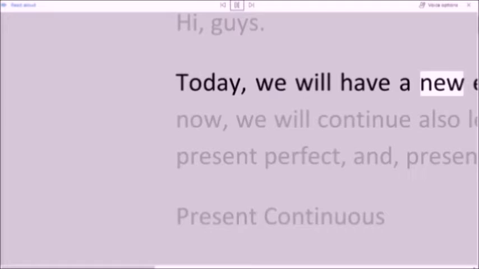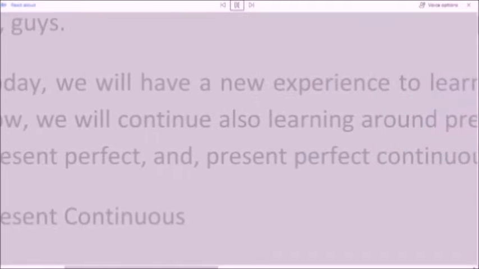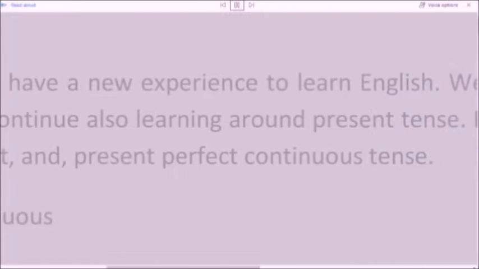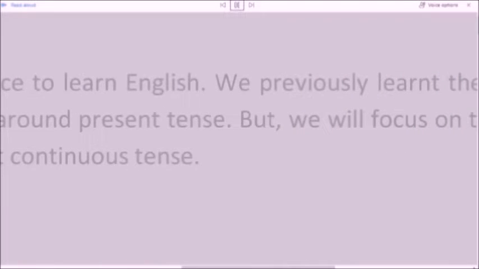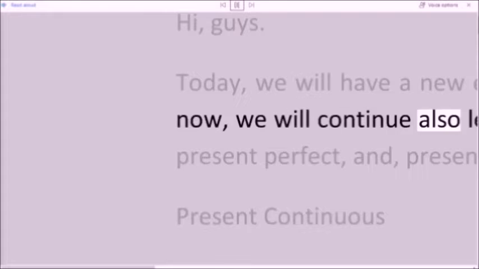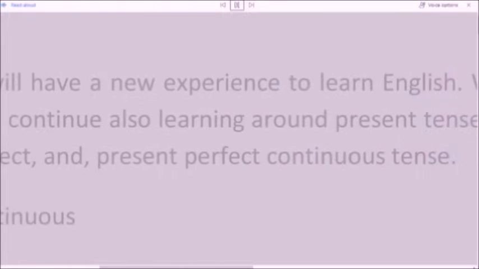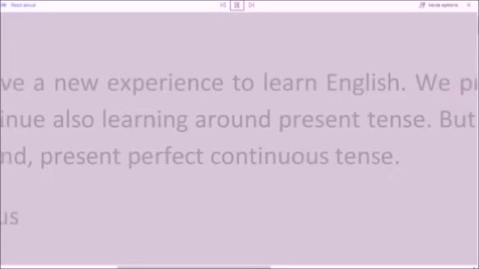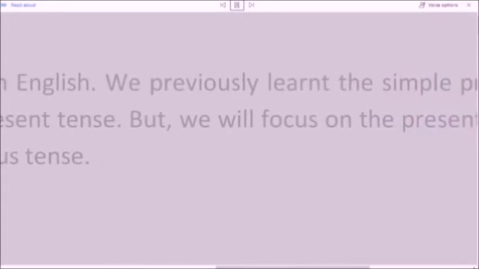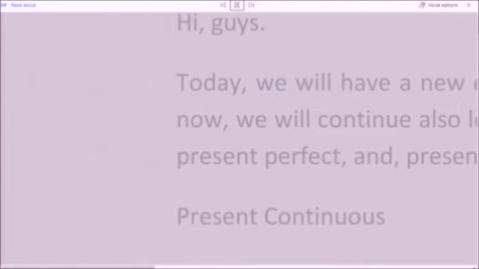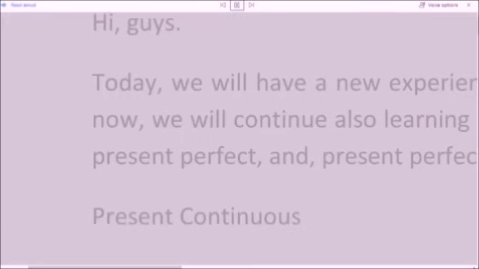Today, we will have a new experience to learn English. We previously learned the simple present tense. Now, we will continue learning around present tense, but we will focus on the present continuous, present perfect, and present perfect continuous tense.